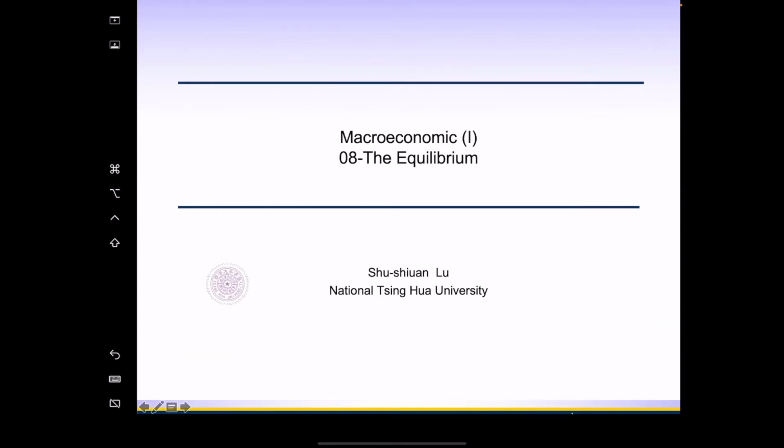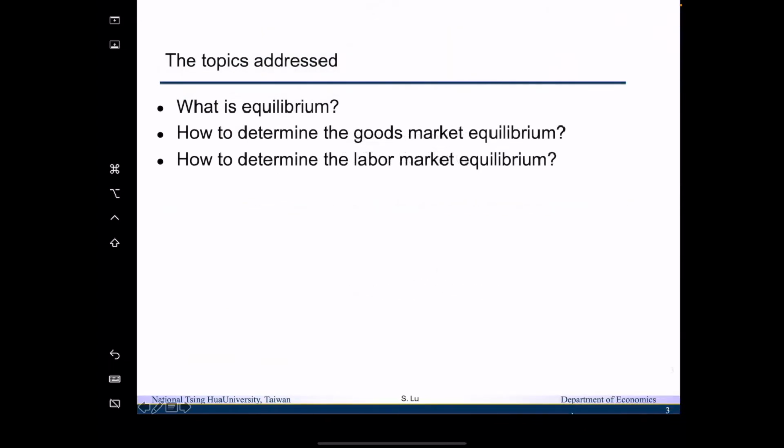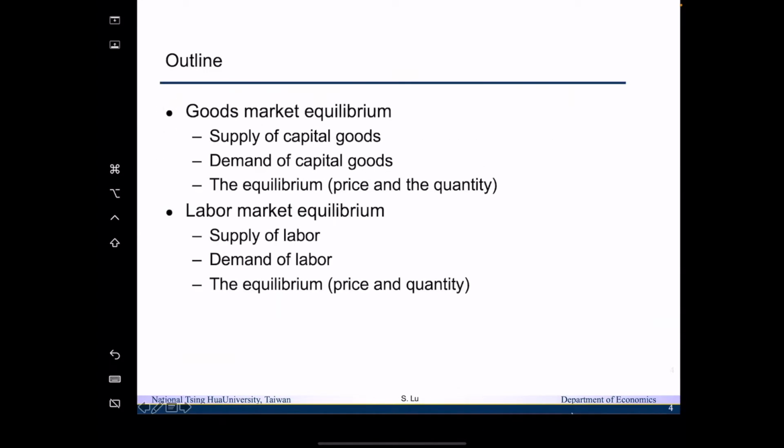In today's lecture, we are going to talk about equilibrium. So the topics that we are going to address today are as follows. We are going to talk about what is equilibrium, how to determine the goods market equilibrium, and how to determine the labor market equilibrium.